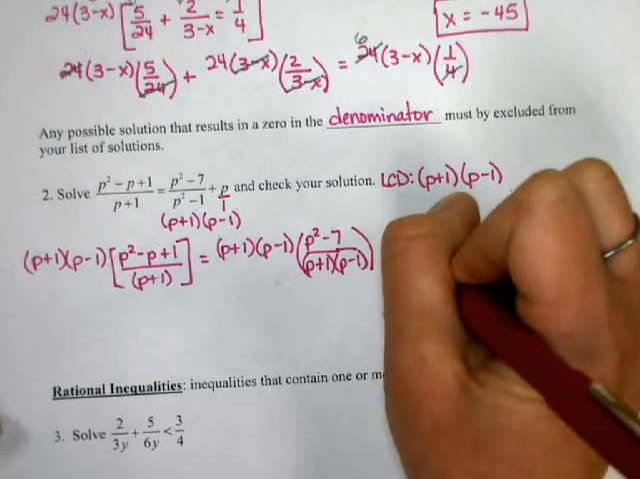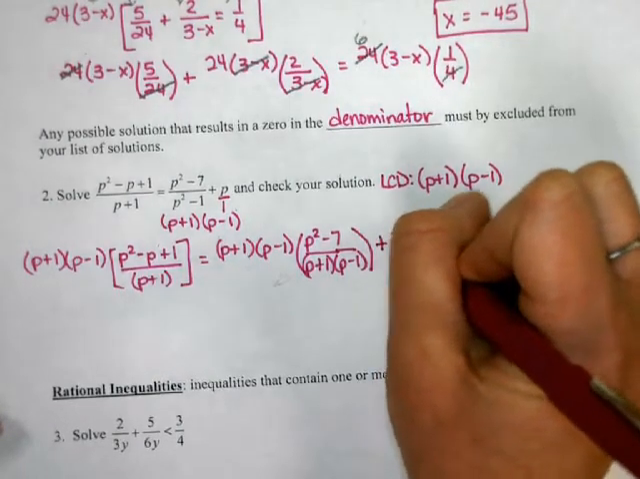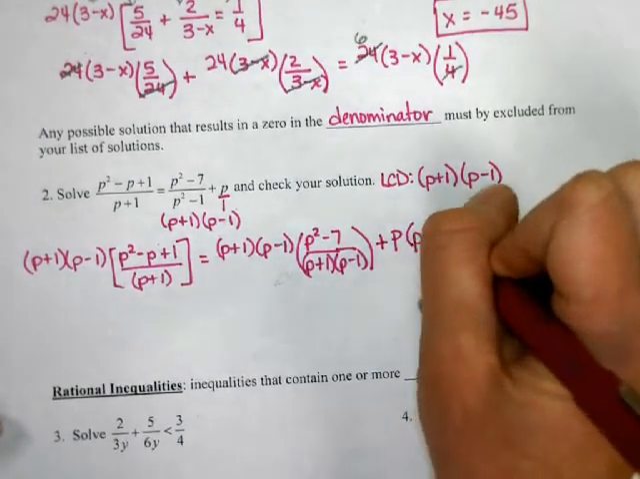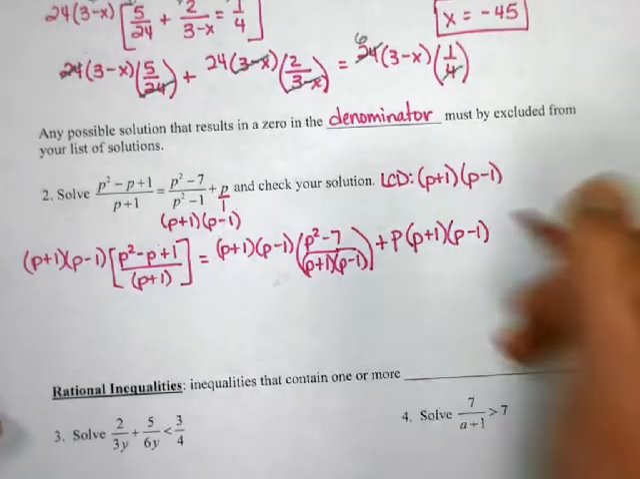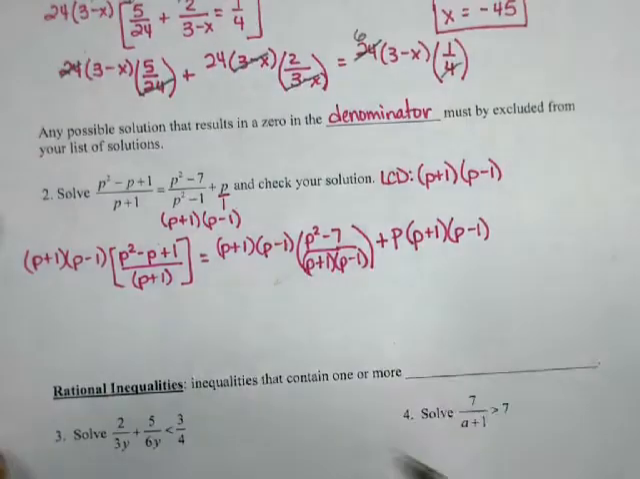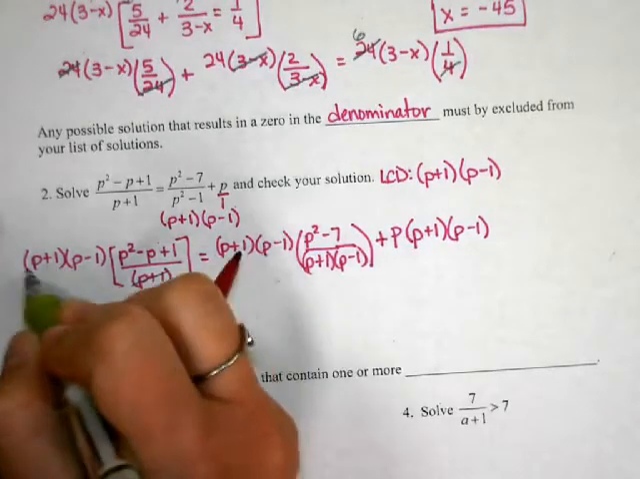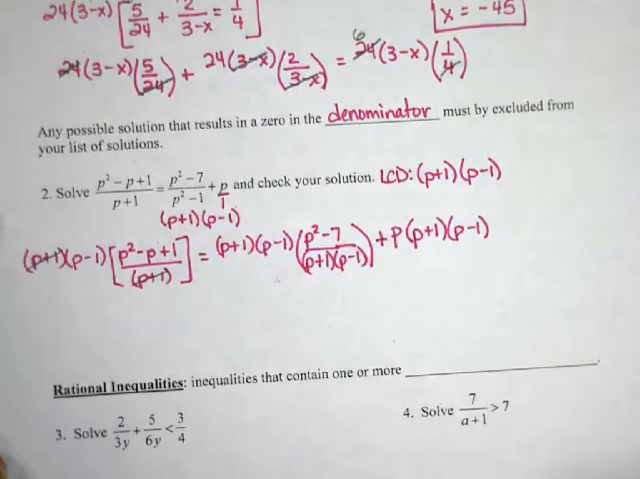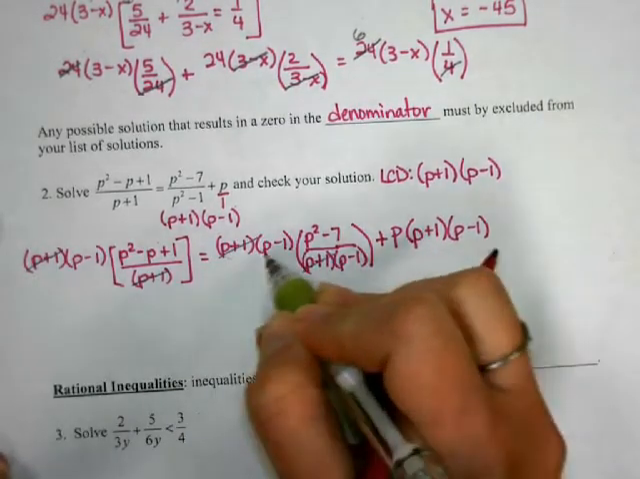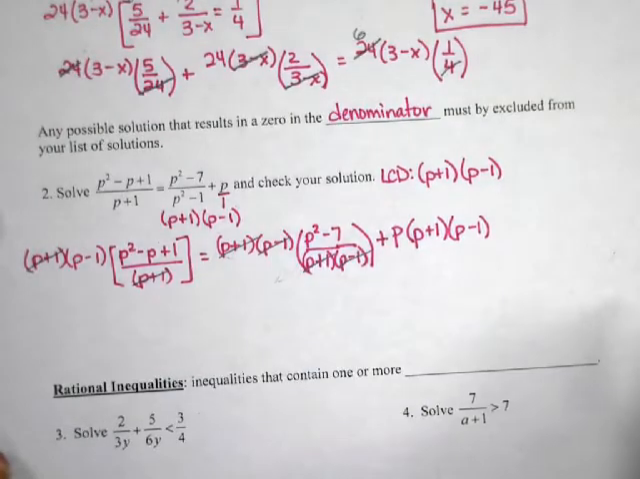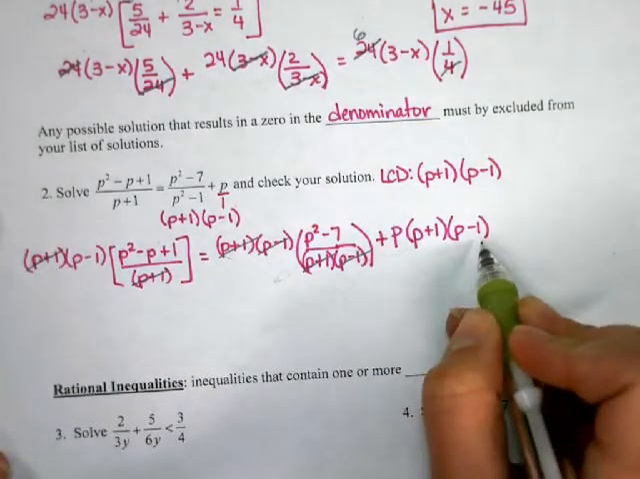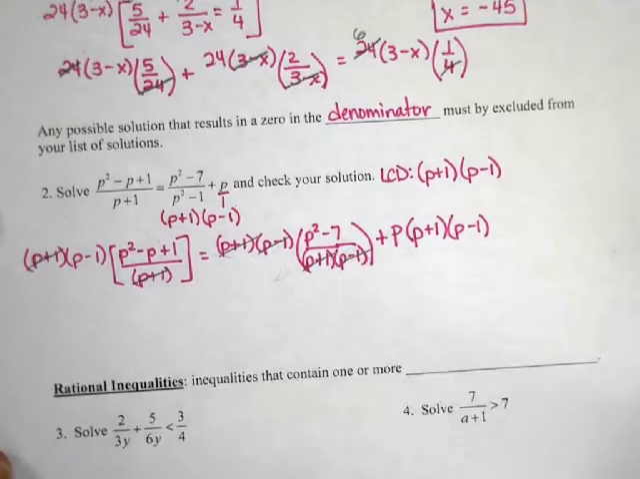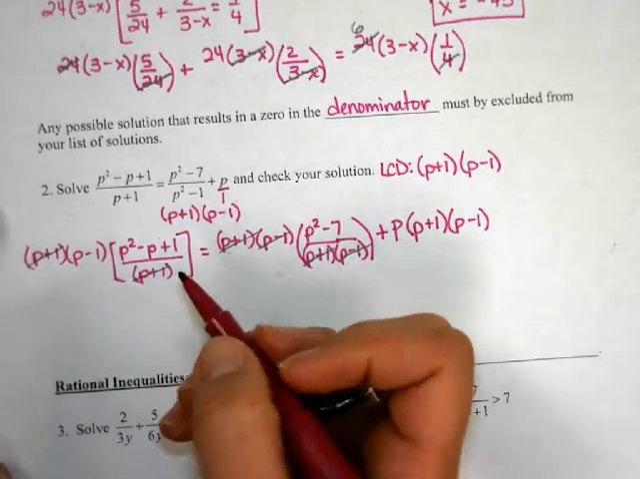Times, or plus, excuse me, p times p plus 1, p minus 1. All right, here we go. I got a plus 1 and a plus 1. That denominator's gone. Plus 1, minus 1, minus 1. And this guy had a denominator of 1, so he's just hanging out with us. All right, so here's what I have left.